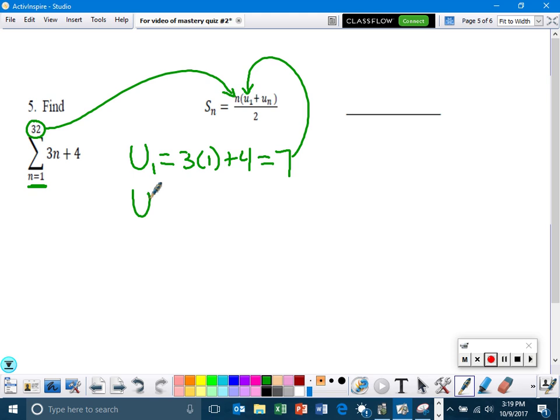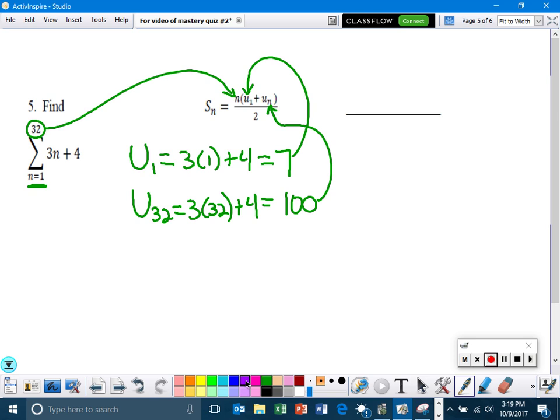Now we need to know what the 32nd number in the sequence is. So 3 times 32 plus 4. All right, let's see. 3 times 32 plus 4. That looks like 100. Okay, that's going to go into the last spot. That's the last number in the sequence. Okay, hopefully I didn't mess up. 3 times 32 plus 4. Yep, okay. Now we're going to plug the numbers in.